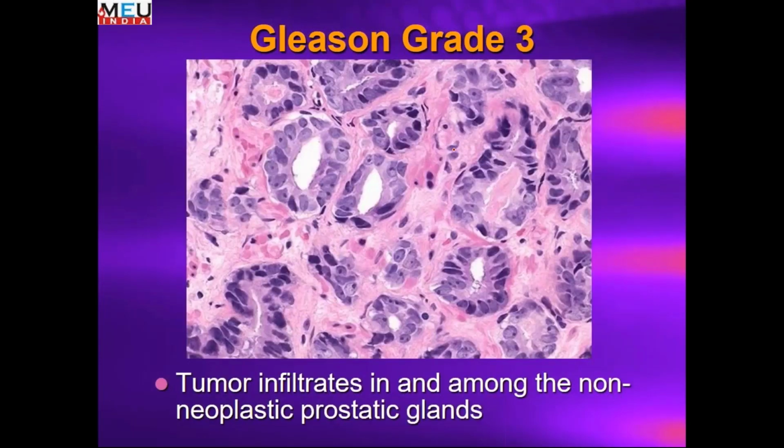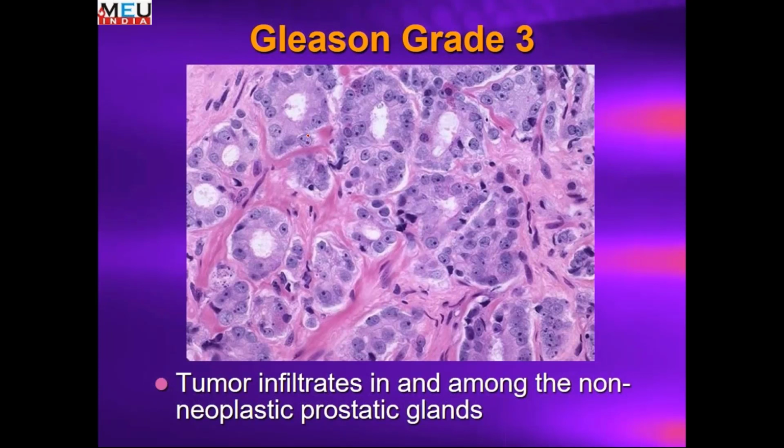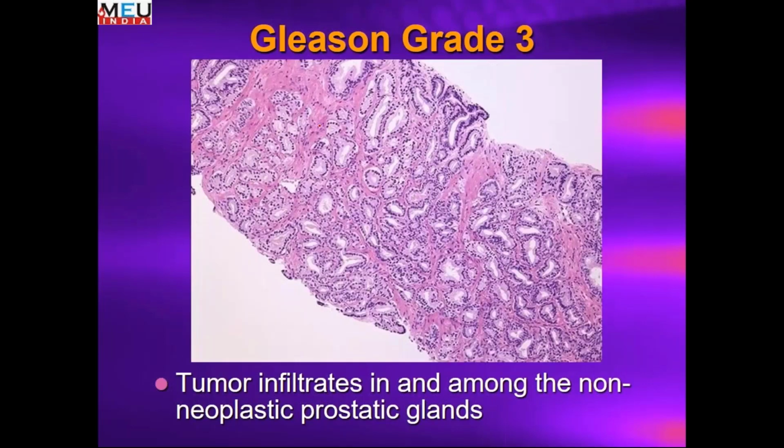But on high power, in grade 3, we can see the infiltrates, and there is marked pleomorphism, and non-neoplastic glands can also be seen, and there are the tumor infiltrates in between at multiple places. They can be seen with prominent nucleoli. And in this slide, you can see almost all the cells are neoplastic with prominent nucleoli. Now the tumor infiltrates in and among the non-neoplastic glands can be seen.